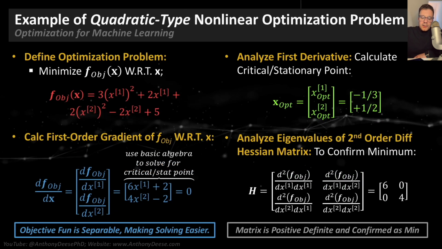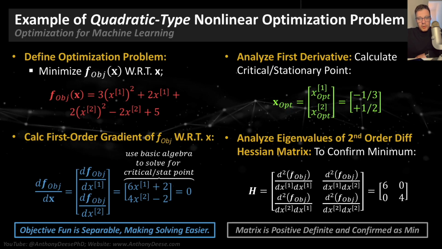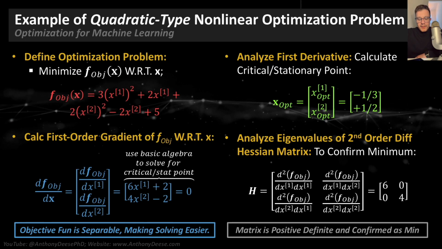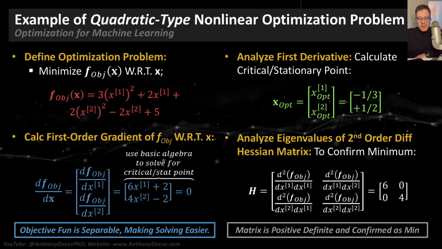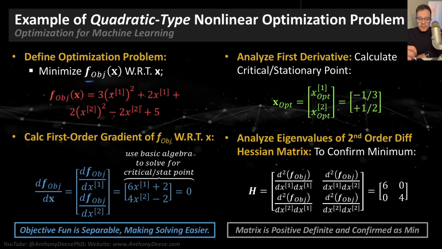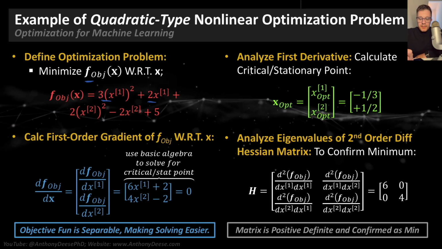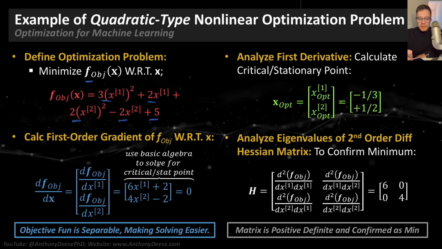Next, let's take a look at an example of a quadratic type nonlinear optimization problem. So we're slightly stepping up the complexity. First, we need to again define our optimization problem. We want to minimize an objective function with respect to x, and this objective function is defined as 3x1 squared plus 2x1 plus 2x2 squared minus 2x2 plus 5.